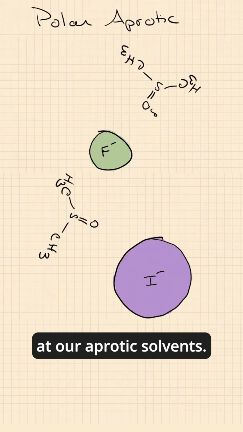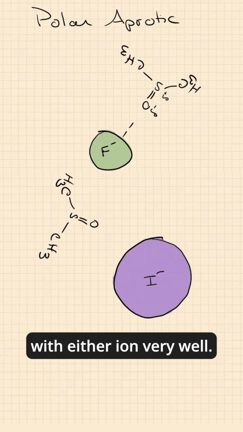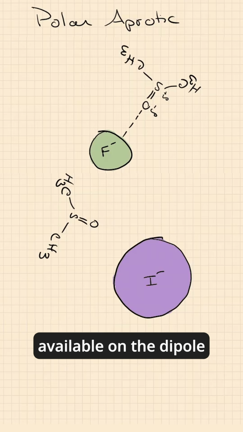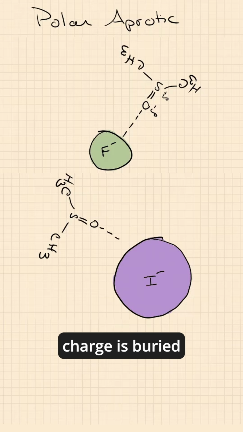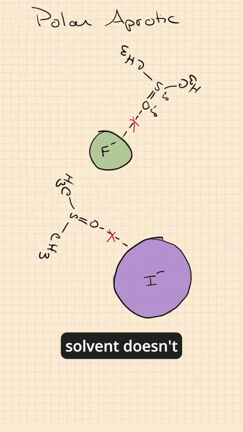Now let's look at our aprotic solvents. A polar aprotic solvent can't interact with either ion very well. They only have a negative charge available on the dipole because the positive charge is buried in the center of the molecule and blocked from interacting with anything else. The iodine didn't really interact with the water molecule or polar protic solvents anyway, so the lack of hydrogen bonding in the aprotic solvent doesn't make much of a difference to its reactivity.